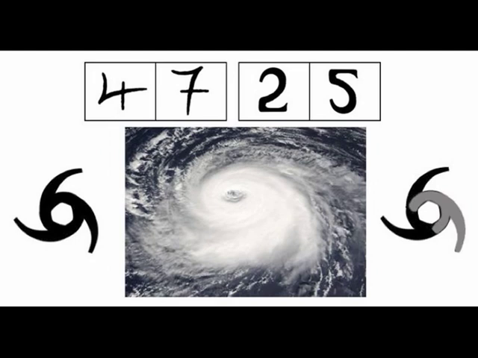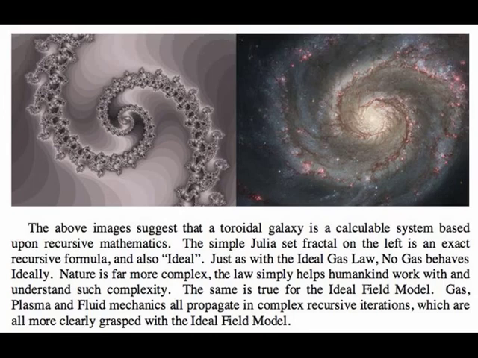As for the 1 and the 8, the 8 is the infinite curve, the Mobius strip, and the 1 is the infinitely straight, the ray, both exact opposites of each other. The above images suggest that a toroidal galaxy is a calculable system based upon recursive mathematics. The simple Julia set fractal on the left is an exact recursive formula, and also ideal. Just as with the ideal gas law, no gas behaves ideally.